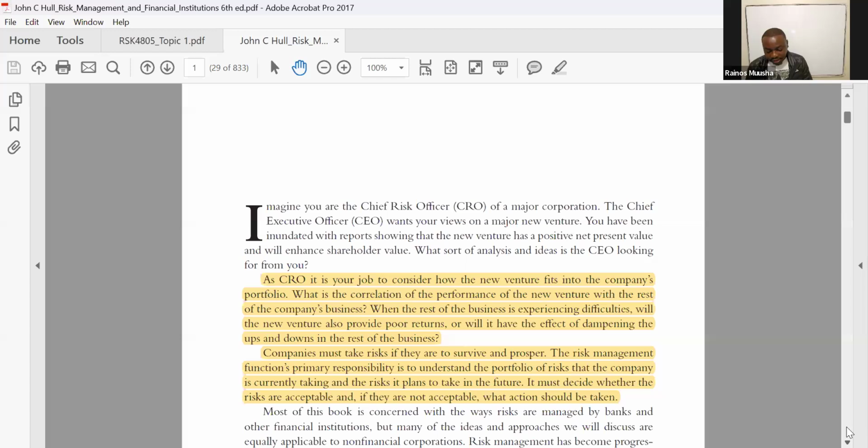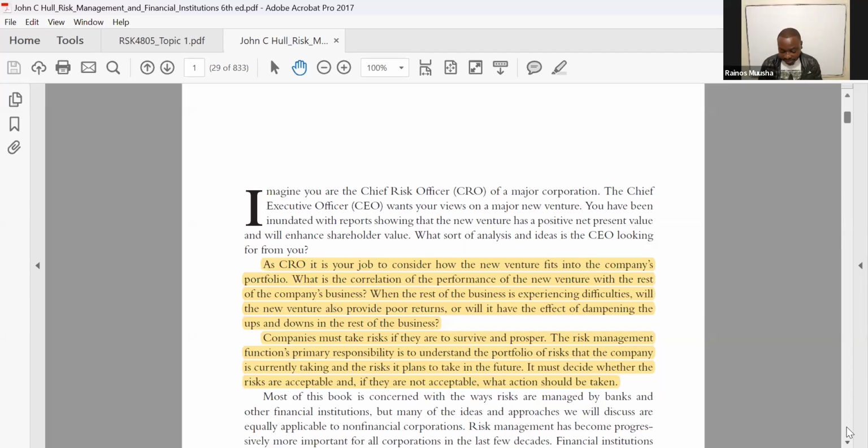And under that, they say, as a chief risk officer, it is your job to consider how the new venture fits into the company's portfolio. What is the correlation of the performance of the new venture with the rest of the company's business? When the rest of the business is experiencing difficulties, will the new venture also provide poor returns, or will it have the effect of dampening the ups and downs in the rest of the business?